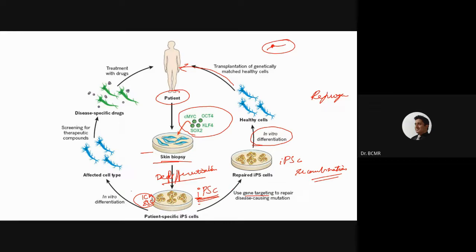We can also differentiate them in vitro into a cell type, and then test different drugs for toxicity or efficacy. Whichever drug is working can then be used in the person to treat an ailment.